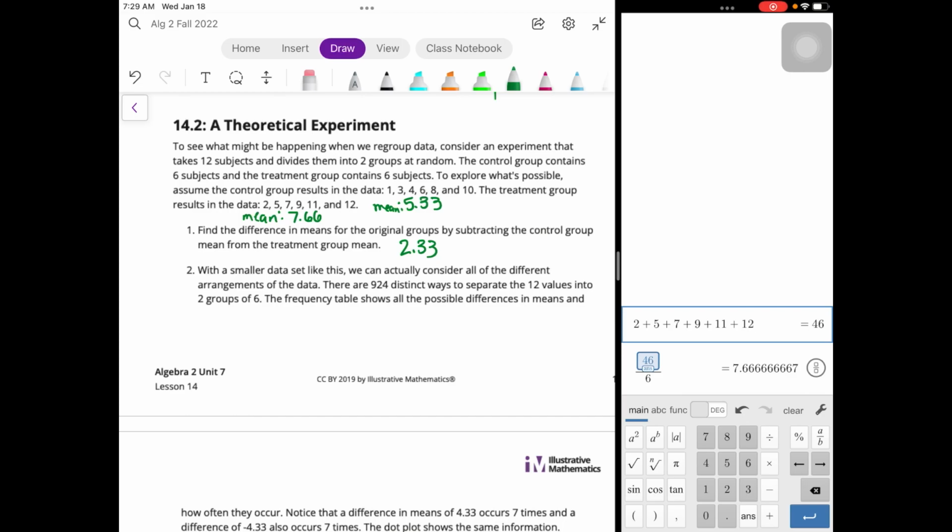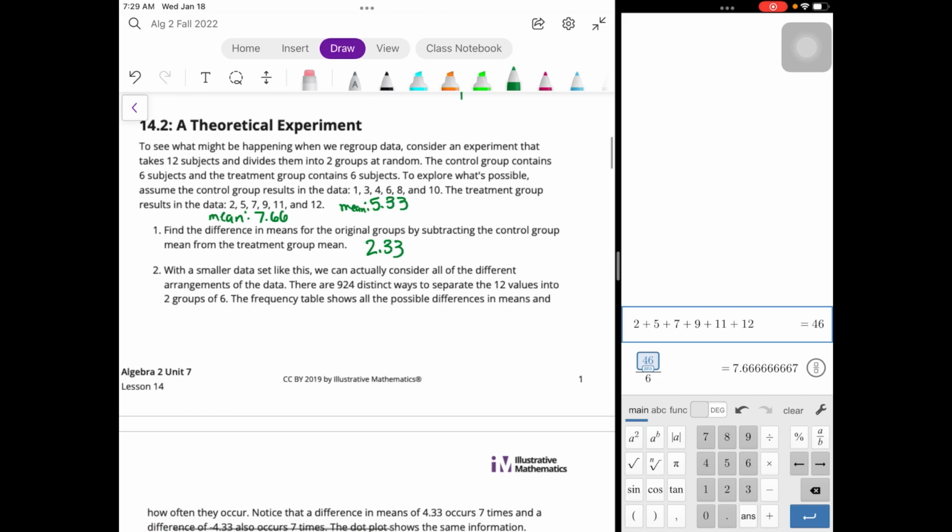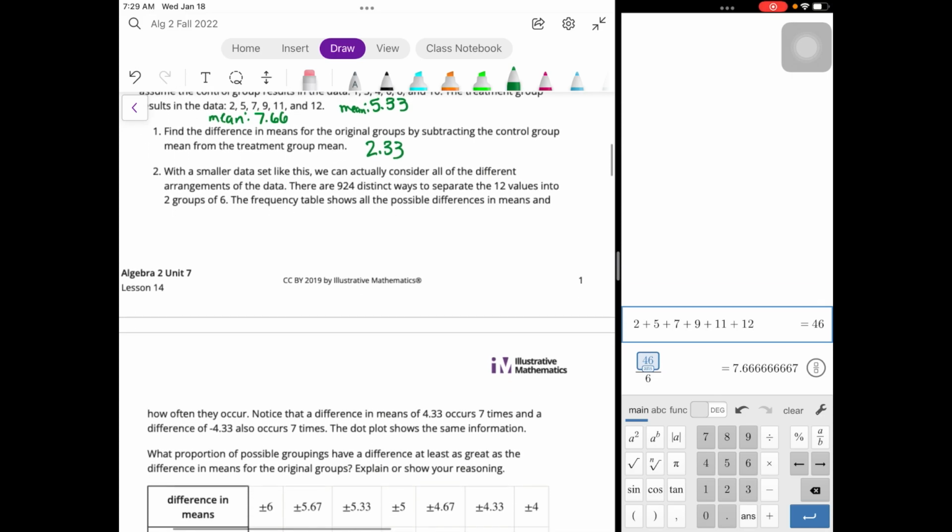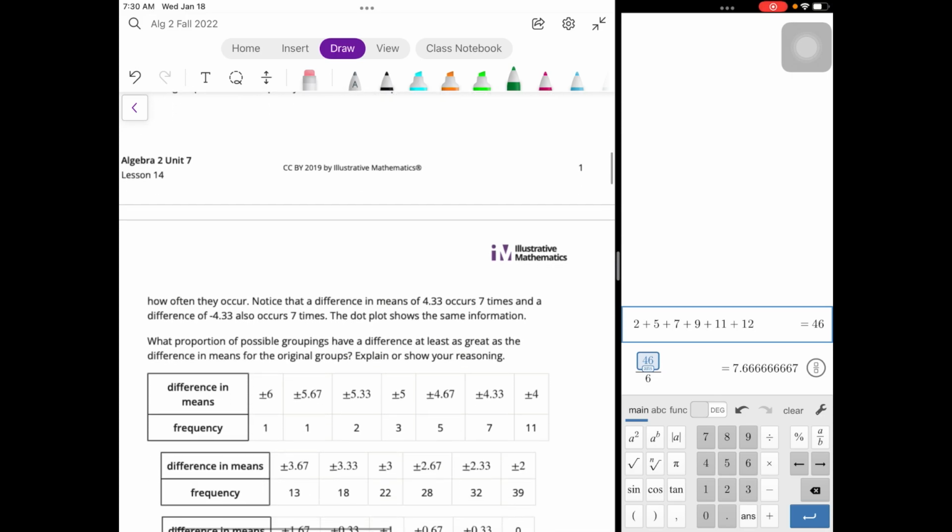All right, with a smaller data set like this, we can actually consider all of the different arrangements of the data. There are 924 distinct ways to separate the 12 values into 2 groups of 6. The frequency table shows all the possible differences in means and how often they occur.